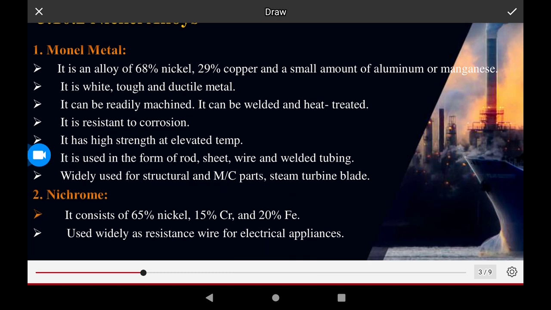The second metal is Nichrome. The chemical composition of the Nichrome alloy: it consists of 65% nickel, 15% copper, 15% chromium, and 20% iron. The application of Nichrome is widely for resistance wire, for electrical application.